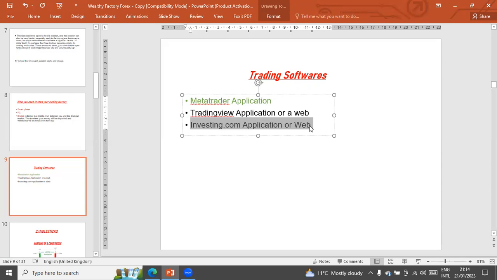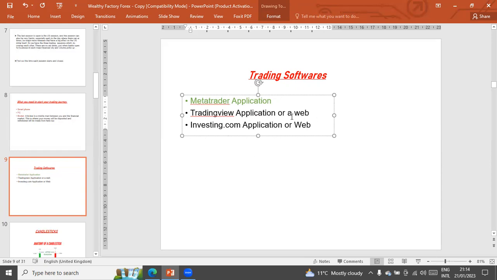CNBC, yeah, is another application you can use. You can also use BBC. There are a lot of applications you can use actually, but I'll try to look for the names and attach them to the next video that we're going to have. So investing.com is the application you're going to use for news. Then TradingView is the application you are going to use for analyzing the market.